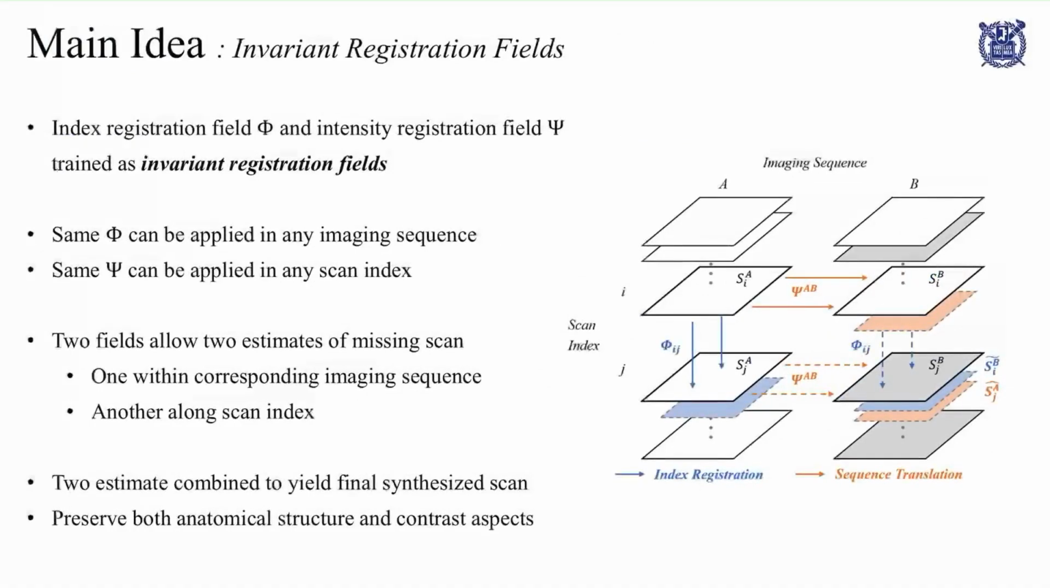The second idea is a novel term defined as the invariant registration field. Invariant registration fields are registration fields that are applicable in the parallel direction regardless of imaging sequence or scan index. As shown in the right picture, the two fields allow two estimates of the missing scan, one within the corresponding imaging sequence and another along the scan index, and they preserve both anatomical structure and contrast aspects.